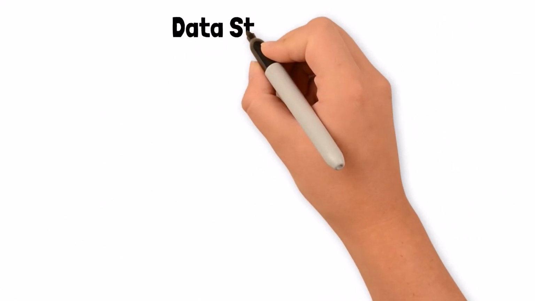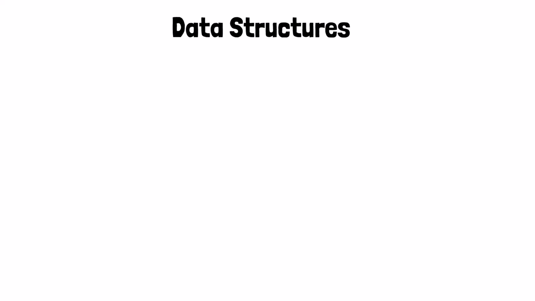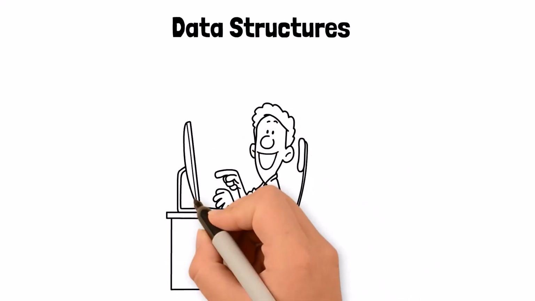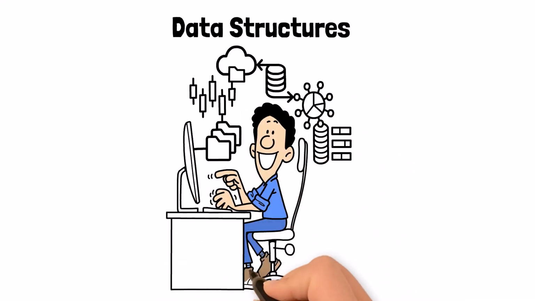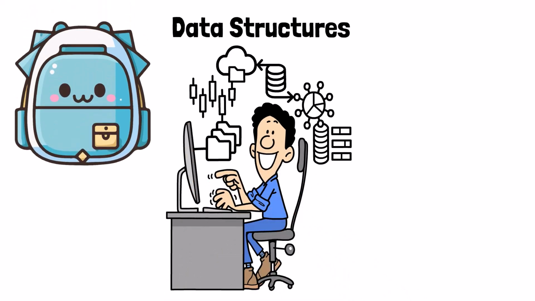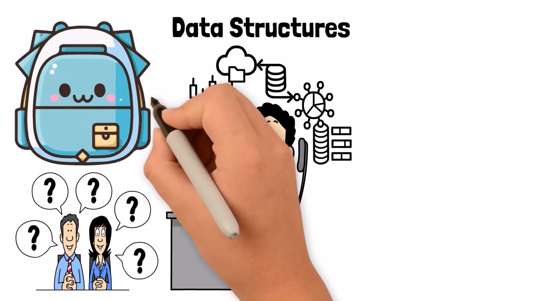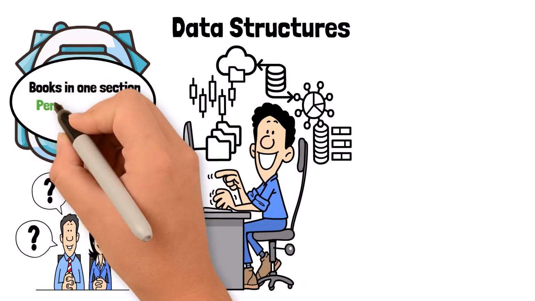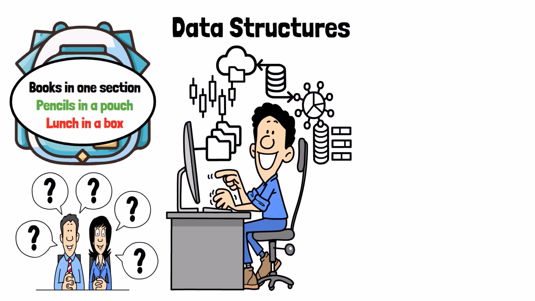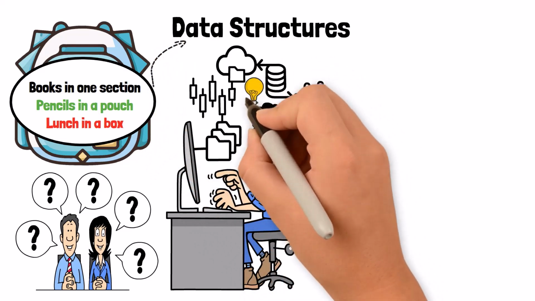Now, let's talk about data structures. A data structure is simply a way to organize and store information, so it's easy to find and use. Think about your school bag. You don't just throw everything in randomly, right? You keep your books in one section, pencils in a pouch, lunch in a box. That's a data structure.